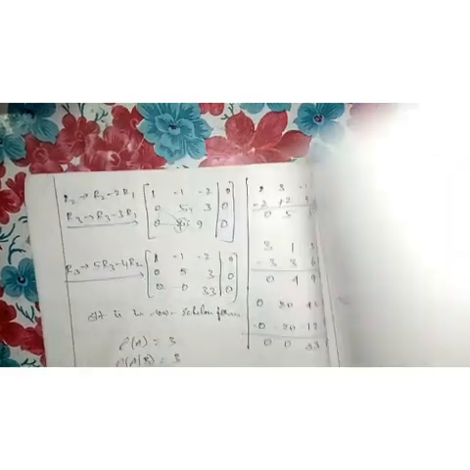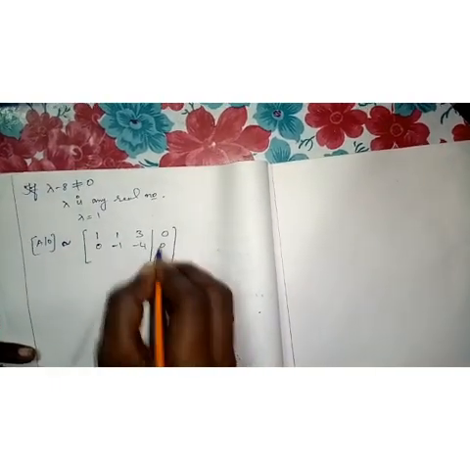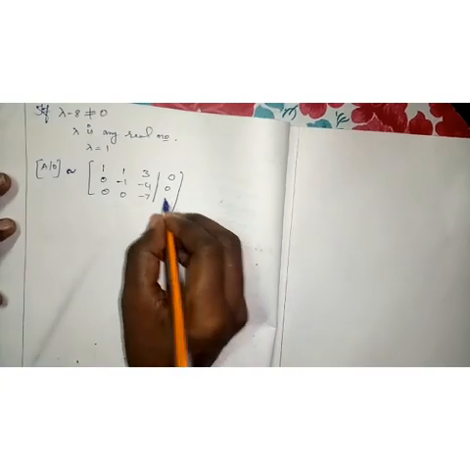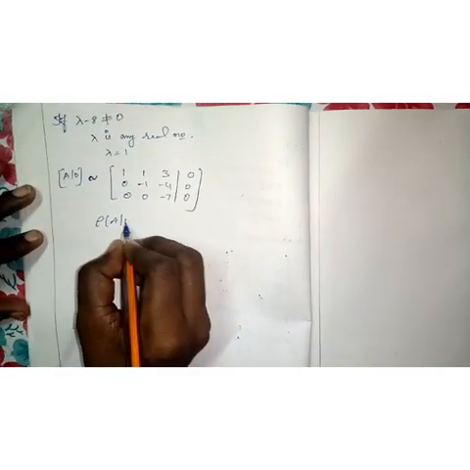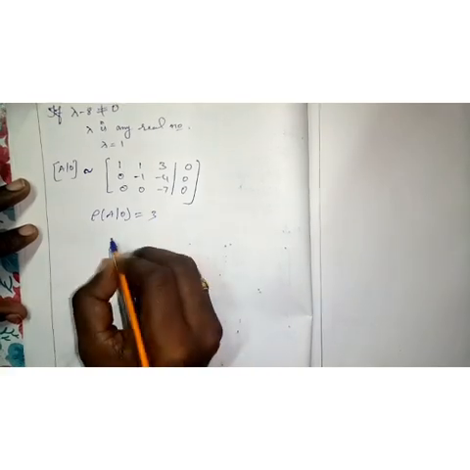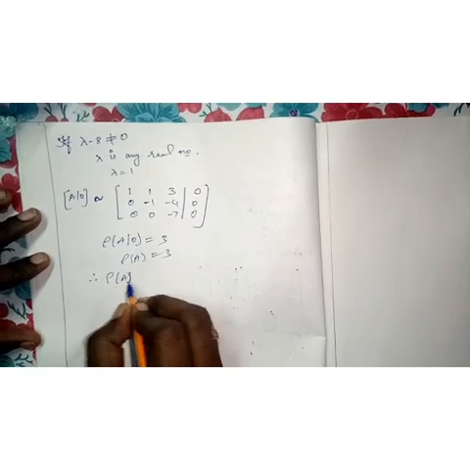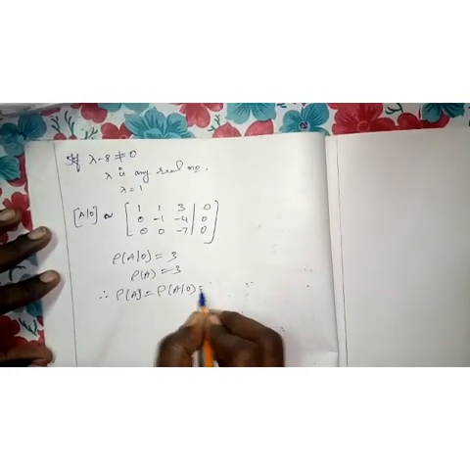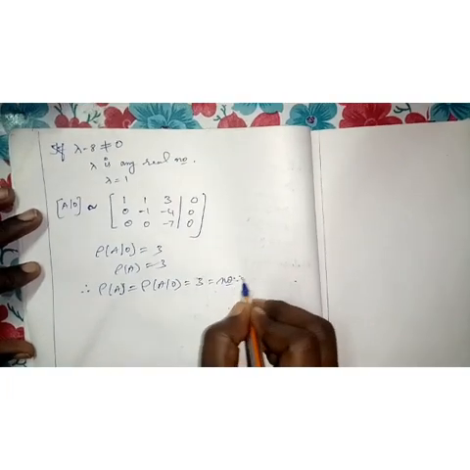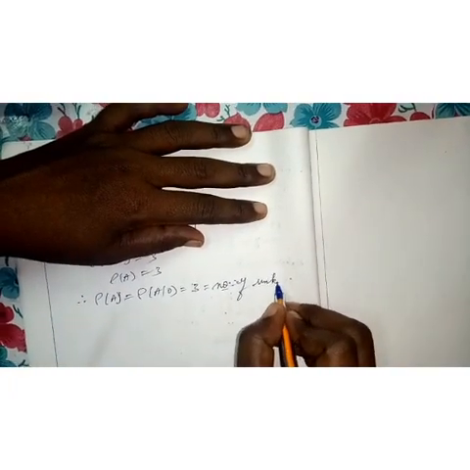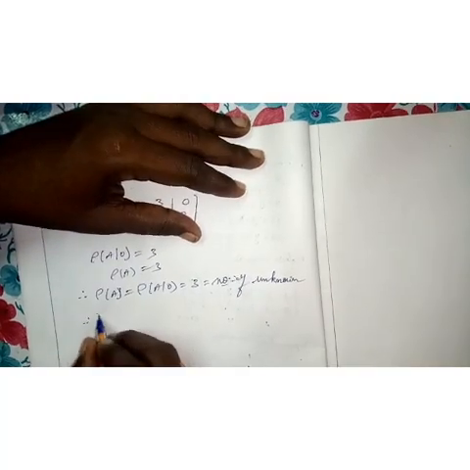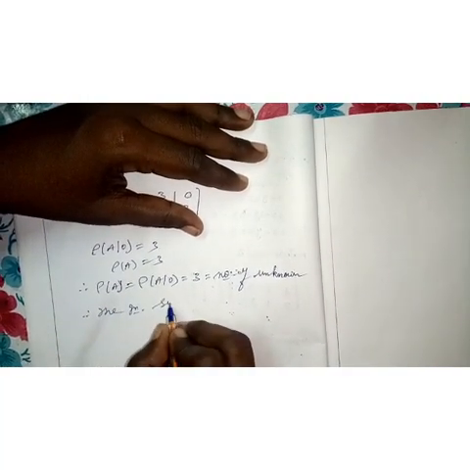Second row is 1 minus 1, 0 minus 1, minus 4, 0. Third row you have to put plus 1 now, so minus 7, plus 0, 0 minus 7, 0. Now write down what is rank of A bar O: rank is 3. Rank of A equals rank of A bar O equals 3, that is equal to the number of unknowns.